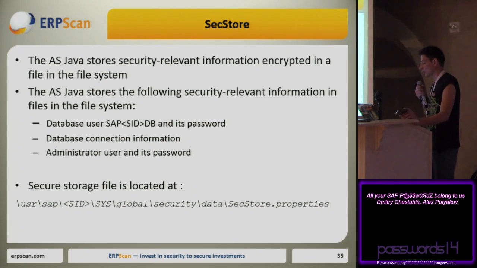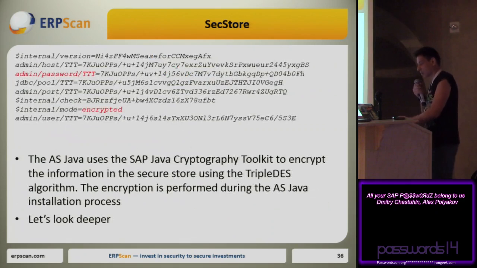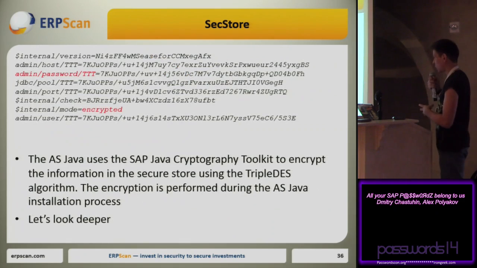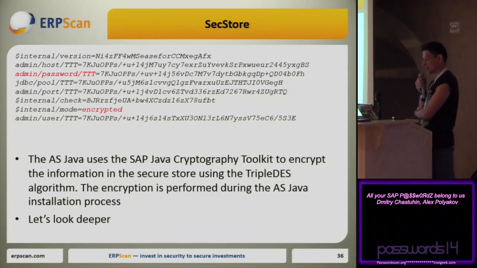On the slide you can see the default path to this file. Looking at this file, you can see words like host, password, etc., but the values of these entries are encrypted, of course. Our research shows that for encryption SAP uses the triple DES algorithm.